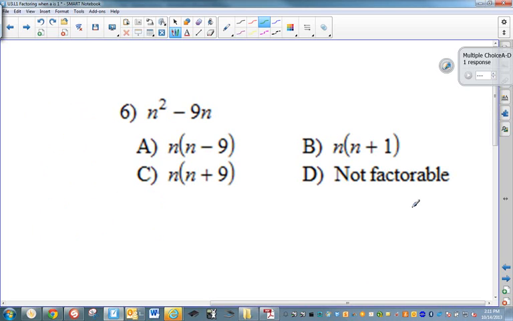Everyone got it right with the last problem. All right, what is the answer to this? What is the answer to this? Please click your answer in.